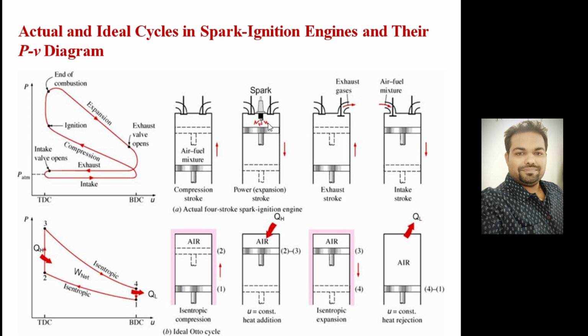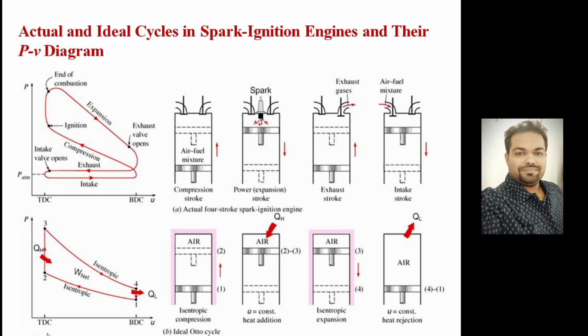So high pressure and temperature gases will generate, that will push the piston down. So the piston will move down. It is moving down, and that is called the power or expansion stroke. And after that, once your piston has reached the bottom of the center, your exhaust valve will open. Once it opens, your combustible gases will come out and the piston will move up, and the cycle repeats.